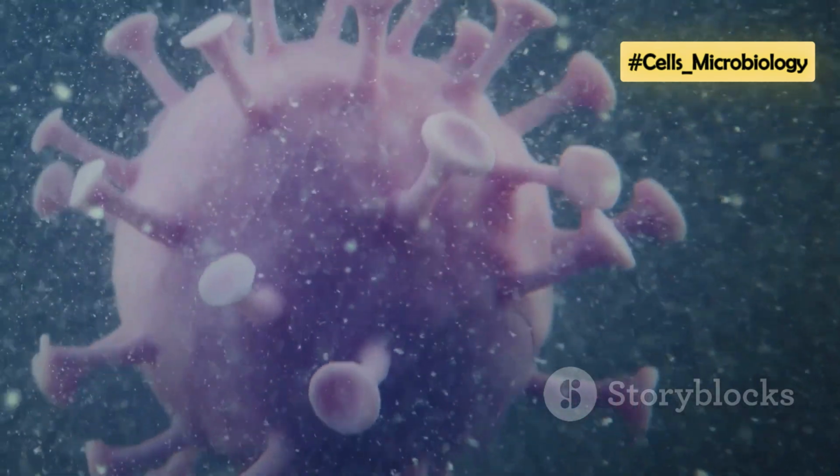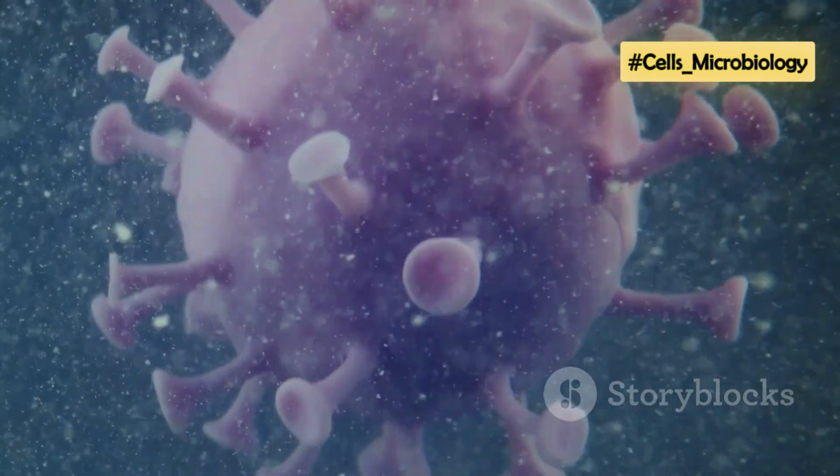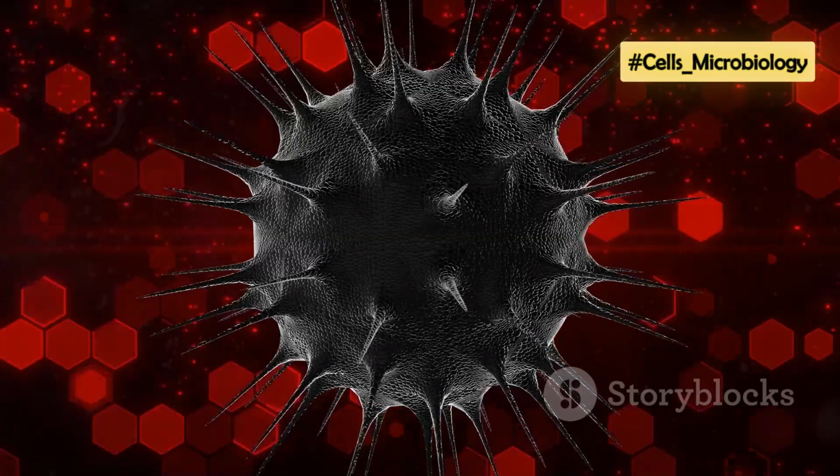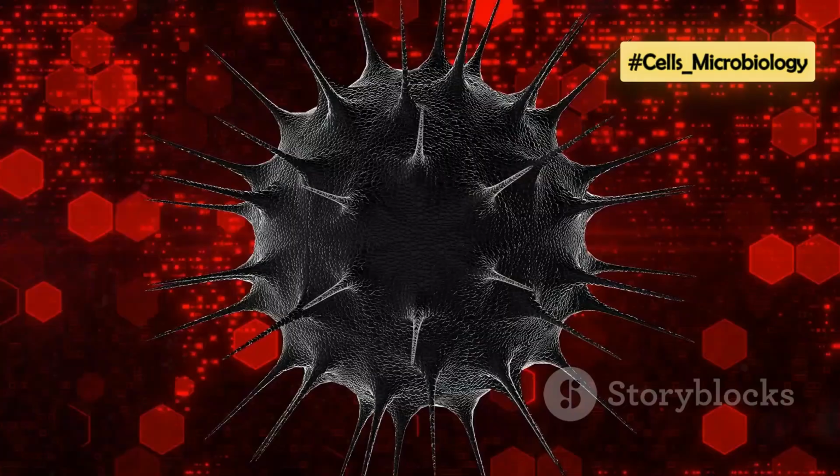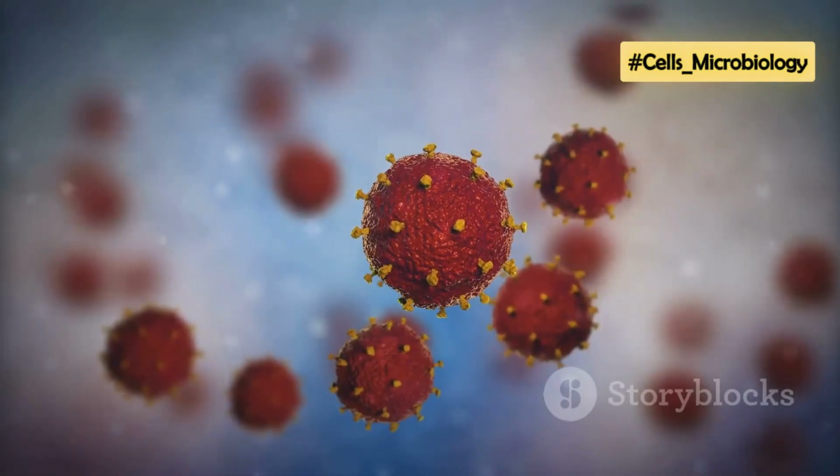Viruses come in many different shapes and sizes, each adapted to their specific method of infection. Some look like spiky balls, while others resemble long, thin rods. These shapes help them attach to and enter host cells in different ways.